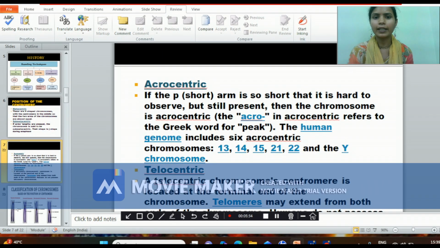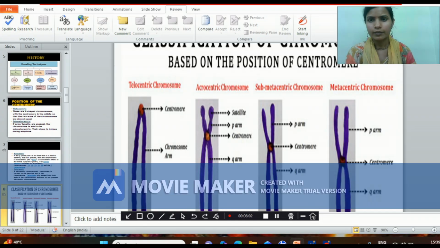Acrocentric is when the centromere is near the P arm. Near the P arm is acrocentric. What is telocentric? When the centromere is on the end side. Centromere on the end side is called telocentric.